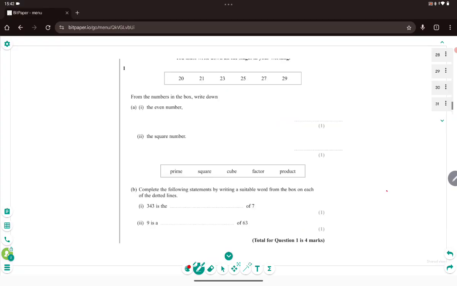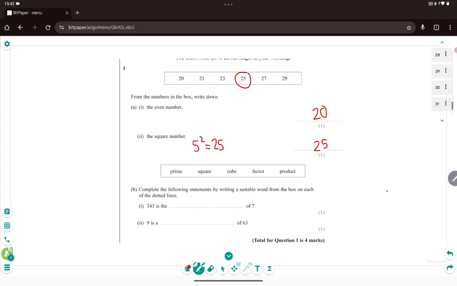Okay, last question. From the numbers in the box, write down an even number. 20. Square number. Okay, we've looked at 2 squared is 4. 3 squared, 3 times 3 is 9. 4 squared, 4 times 4 is 16. What about 5 squared? 5 times 5 is 25. It is in our list. Here we go.